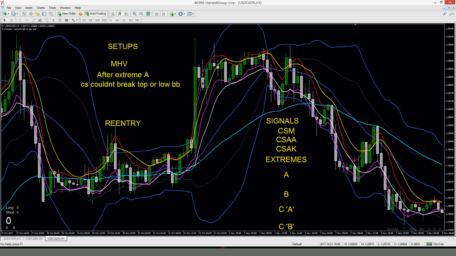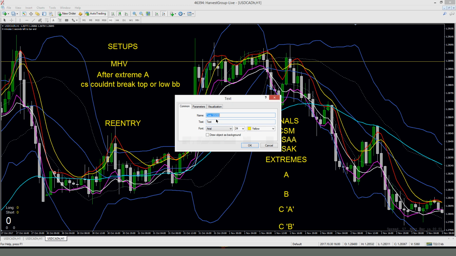So let's find that here. So this is extreme A. You have TP Wajib and the candle went up, but it couldn't manage to break top and low BB. So now this over here is the first candle that couldn't manage to break top BB, and then the next reverse candle should be this over here. So we need to mark the highest candle body of this MHB. Next one is the reverse CS.